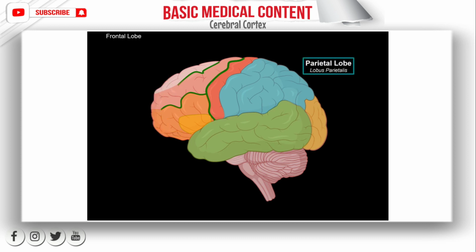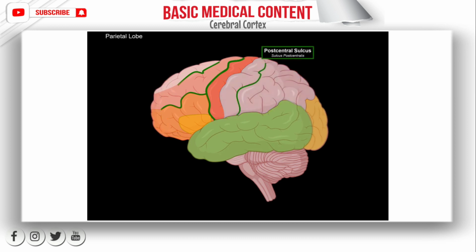Now let's do the parietal lobe. The parietal lobe has a post-central sulcus. It's post because it lies after the central sulcus. Then there's the intraparietal sulcus separating the parietal lobe into two lobules. Alright, let's do the gyri. Here we will find the post-central gyrus, which is the primary somatosensory cortex, and that again receives sensory information regarding touch, pain, temperature, and proprioception, which is basically the position of the different body parts.